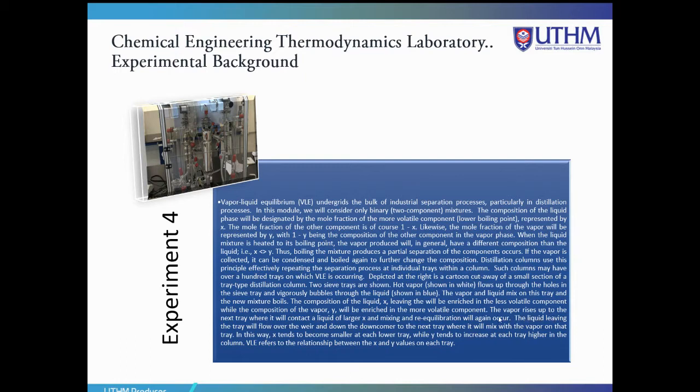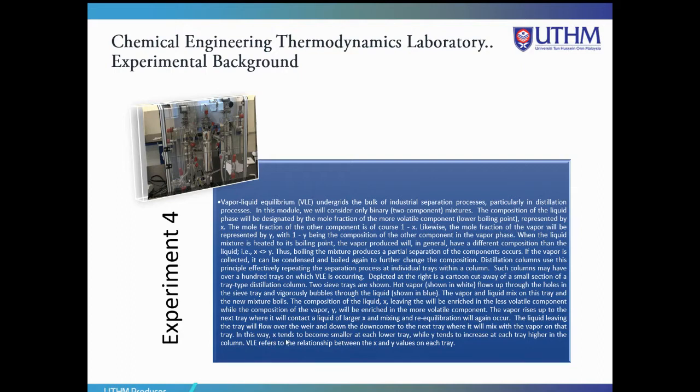The vapor rises up to the next tray, where it will contact a liquid of larger X, and mixing and re-equilibration will again occur. The liquid leaving the tray will flow over the weir and down the downcomer to the next tray, where it will mix with the vapor on the tray.